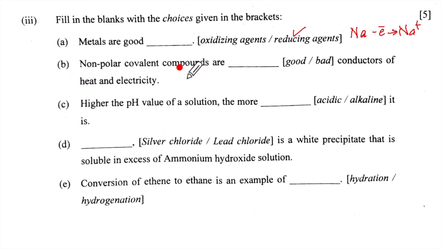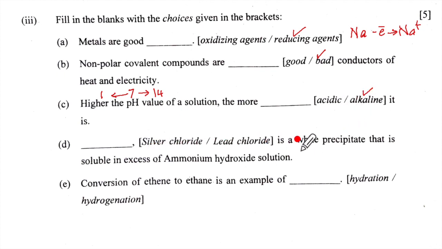B, a non-polar covalent compound. Now non-polar covalent compounds, are they good or bad conductors of heat? They are bad conductors of heat, so that is the correct one. Higher the pH value of the solution, you know that pH 7 means neutral, higher up to 14 means alkaline, and on the left hand side lesser than 7 means acidic. So if it is higher pH value, it will be alkaline.